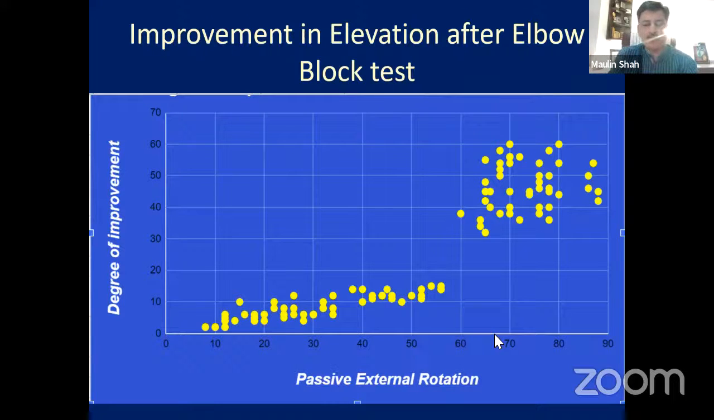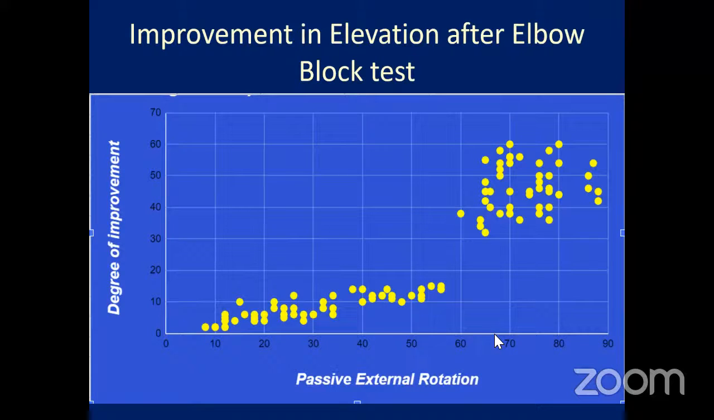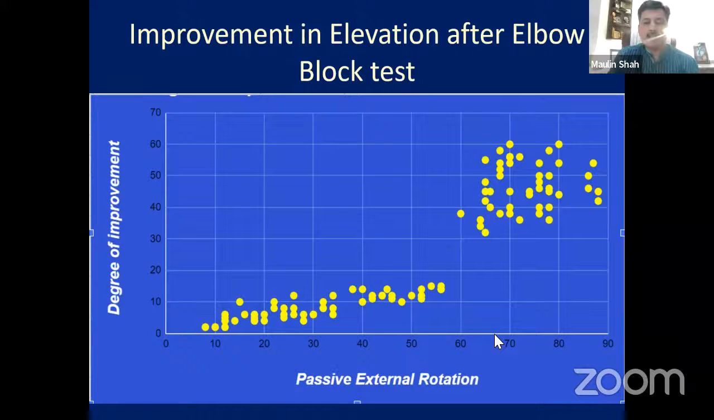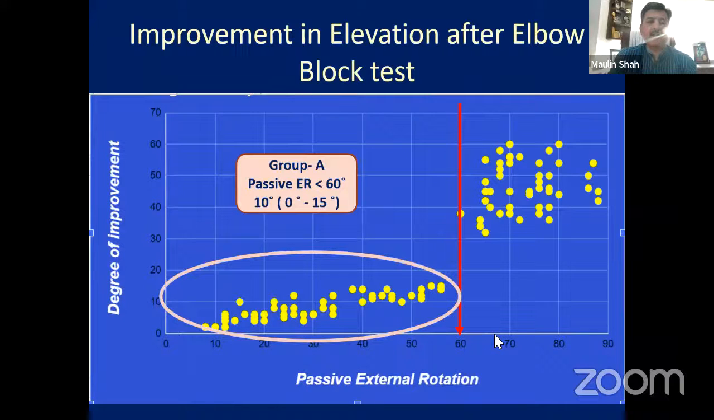of passive external rotation. We all know that when the passive external rotation reduces below 60 degrees, this is the beginning of internal rotation contracture. And so we compared the improvement in elevation in patients with presence of internal rotation contracture and absence of internal rotation contracture. The first thing we found is that the patients with less than 60 degree passive external rotation, their average improvement in elevation was only 10 degrees, ranging from 0 to 15 degrees. And these were termed as group A.